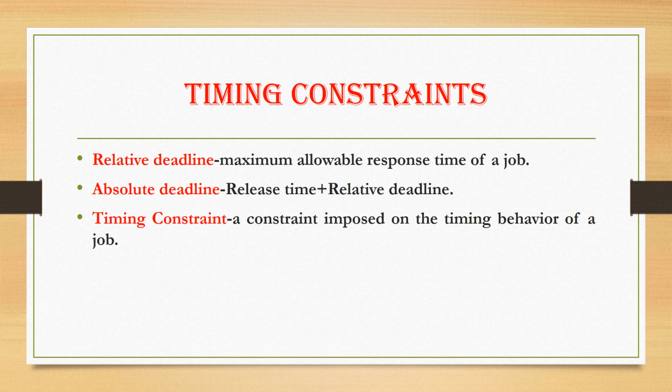So the next one is relative deadline. Relative deadline is the maximum allowable response time of a job. Then absolute deadline. Absolute deadline means release time plus relative deadline. If we add these two time intervals, we get the absolute deadline. Then timing constraint. It is the constraint imposed on the timing behavior of the job. This is a very important thing, the timing constraint.